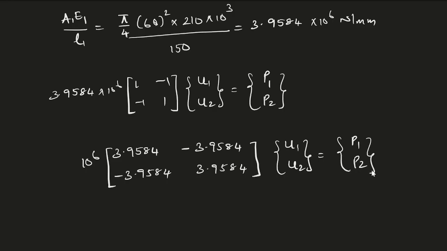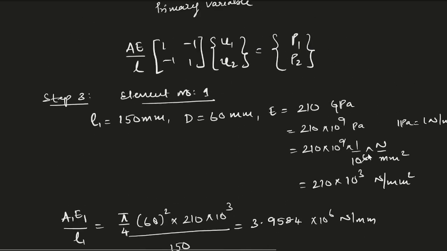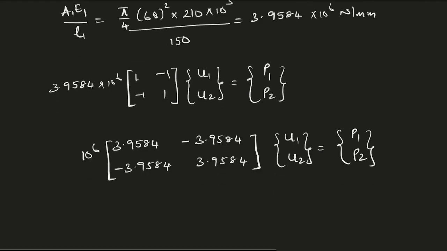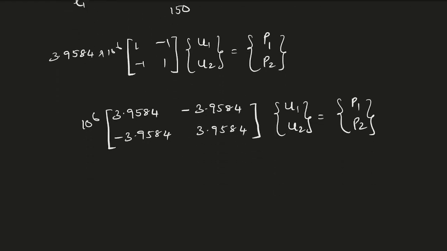Since it is our first element, if you go up, the first element is lying between node 1 and 2. So it's necessary to write down the numbers over here. The numbers are 1, 2, 1 and 2. We are writing these numbers because they will be useful in future steps.